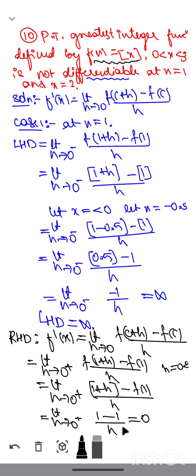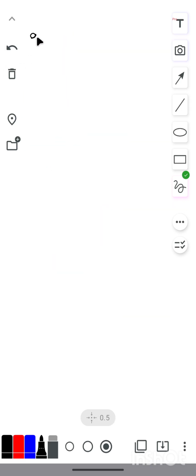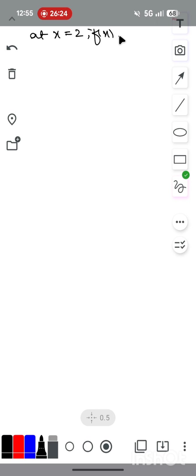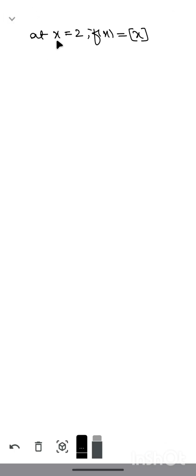So we conclude here, since the left hand derivative is not equal to the right hand derivative, therefore the function f of x is not differentiable at x is equal to 1. I hope you have understood. Now let us enter the second part of the given problem, at x is equal to 2. The function was given very clearly, f of x is the greatest integer value of x. So now if I find the solution for this at x is equal to 2, here also we follow the same procedure.